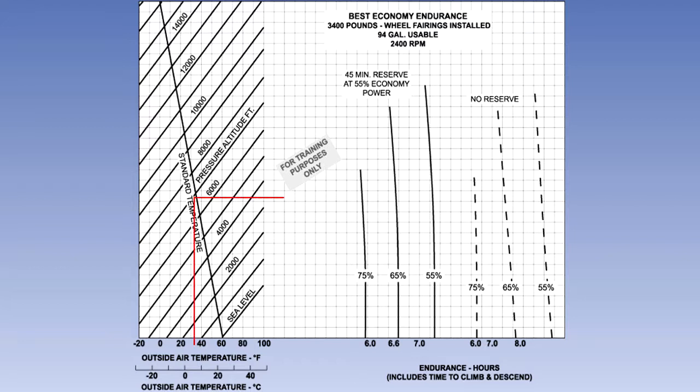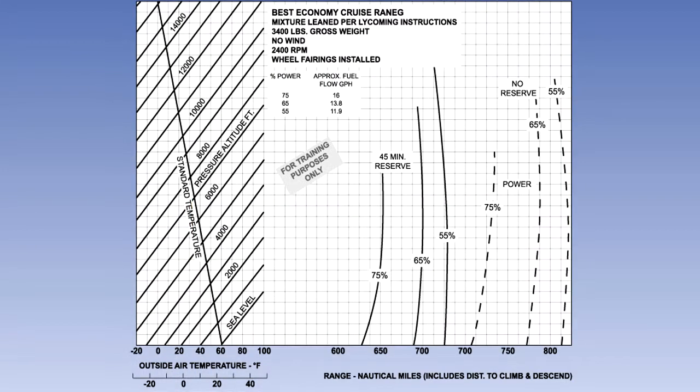Let us assume a cruise altitude of 7,000 feet with an outside air temperature of 7 degrees Celsius at 65% power. The endurance of the aircraft allowing 45 minutes of reserve fuel is 6.6 hours, or 7.4 hours allowing for no reserves. The graph shown here is for calculating the aircraft range, and it works in exactly the same way as the endurance graph, except that instead of working out airborne time, distance flown is shown. To achieve these range and endurance figures, be careful to follow the techniques described in the manual, especially with regard to correctly leaning the mixture.